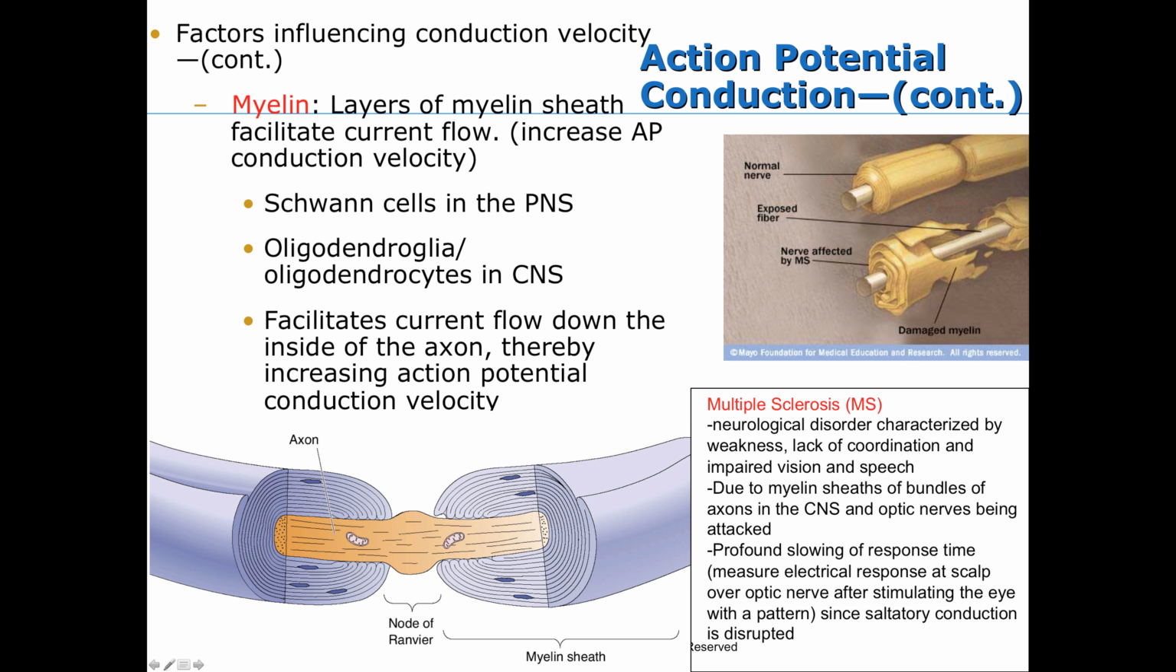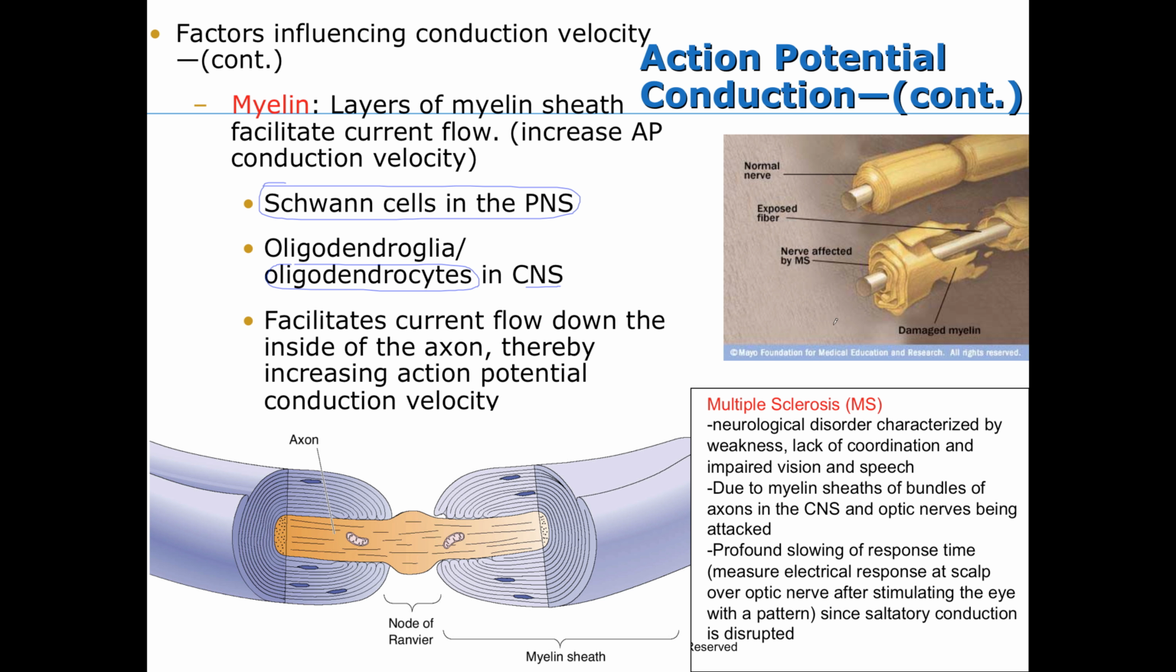Other factors that influence conduction velocity and action potentials are the presence or absence of myelin sheaths. So myelin will help facilitate current flow. In a highly myelinated axon, this will increase the action potential conduction velocity. So a brief review from last time, you have Schwann cells, which are the myelin-producing cells in the peripheral nervous system, and oligodendrocytes, which are the myelin-producing cells in the central nervous system.